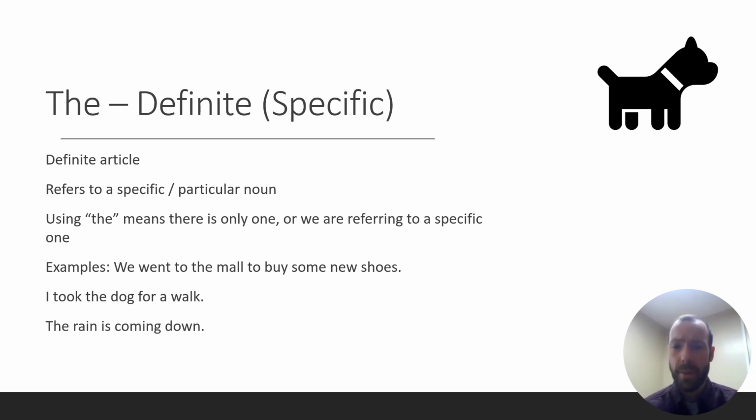Here's another example. I took the dog for a walk. Well, I'm not talking about just any dog. I didn't take a random dog or a stranger's dog for a walk. I took the dog for a walk. So just from that sentence, you can tell that I have a dog. There's one dog that I own, and I took it for a walk. I might call it by its name, but I might just call it the dog. Here's another example. The rain is coming down. I'm referring to not just any rain from any time or any place. I'm referring to the weather that's happening right now. I'm probably looking outside my window and I'm commenting on the rain that is currently falling. It's a specific noun.